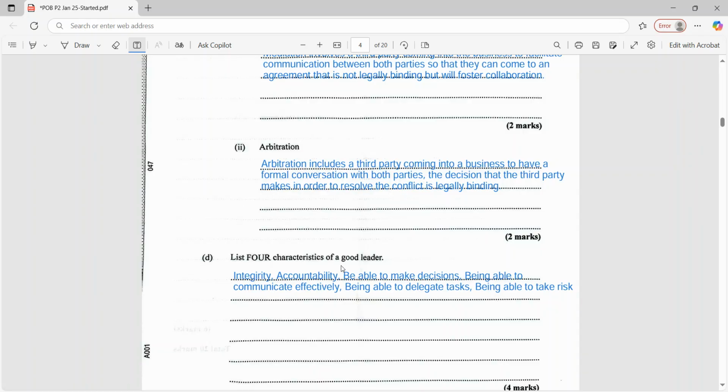Then it says list four characteristics of a good leader. So I listed some of them. We have integrity, accountability. They must be able to make decisions. They must be able to communicate effectively. They must be able to delegate tasks, and they must be able to take on risk.